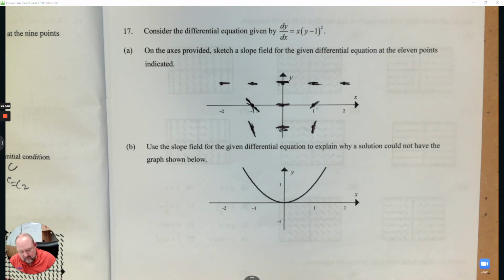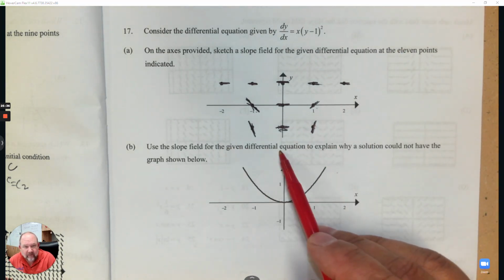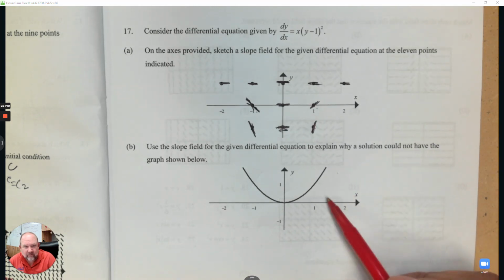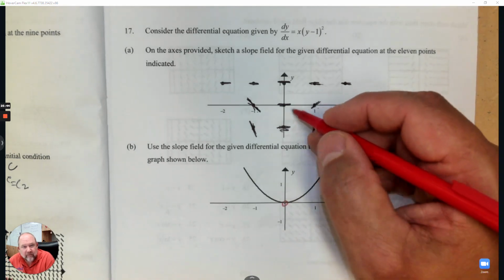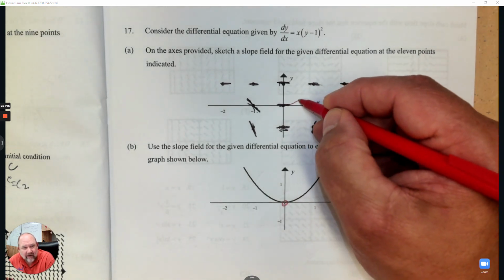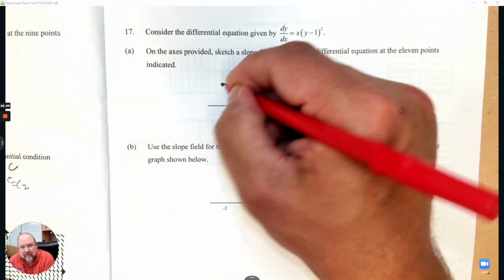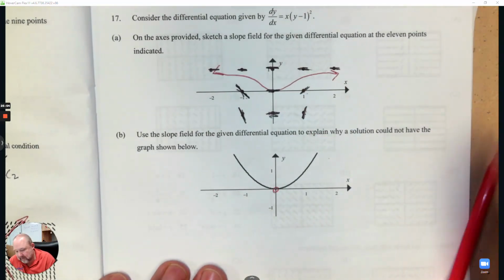And then the question is, here it is, it says, use the slope field for the given differential to explain why a solution could not have the graph shown below. So it goes through 0, 0, but I can see what's going to happen here. And the simple answer is that this has an end behavior at 1. So they don't match.